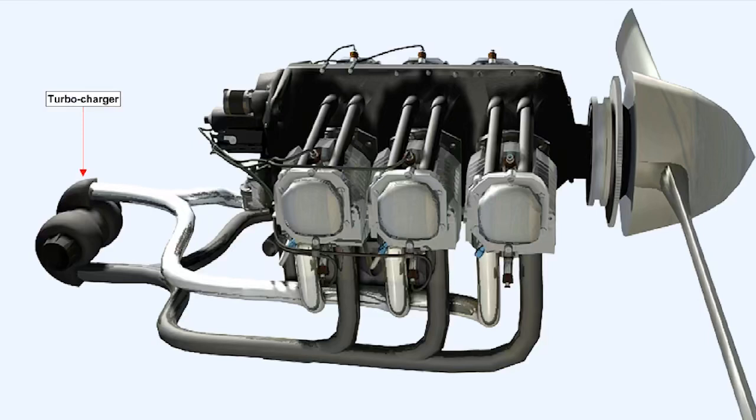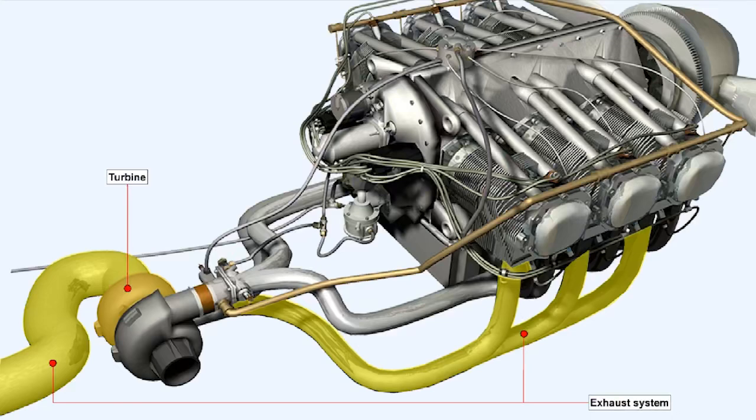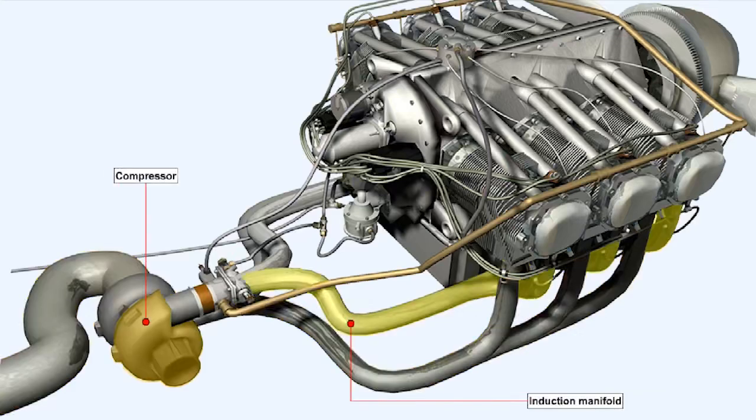Externally driven superchargers are powered by the energy of the engine exhaust gases and are generally known as turbo superchargers or turbochargers. This simplified diagram shows a turbocharger consisting of a turbine wheel and an impeller fitted on a common rotor shaft. The bearings of the shaft are lubricated by oil from the engine. The turbine is driven by the exhaust system, and the compressor is connected to the induction manifold system.